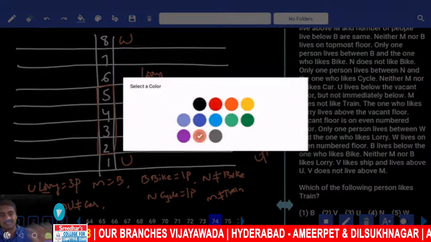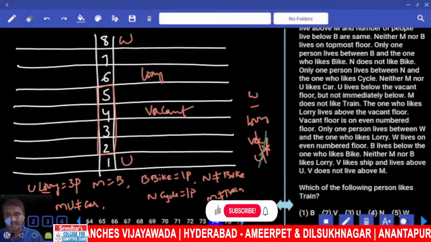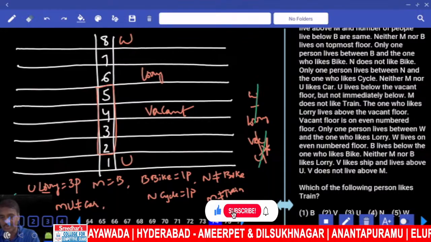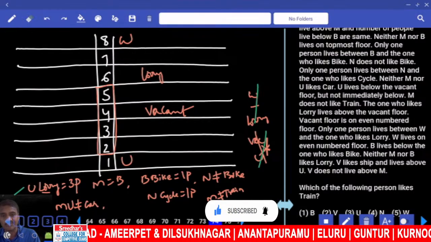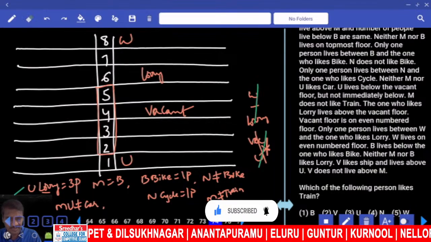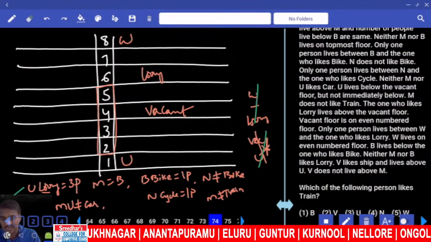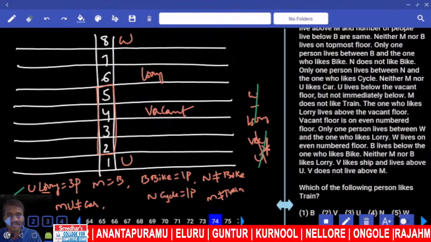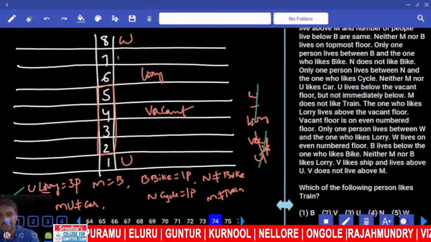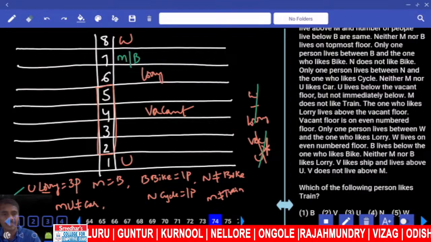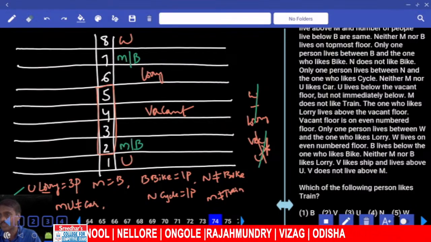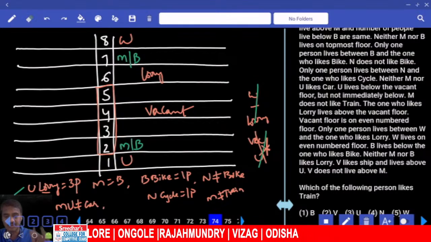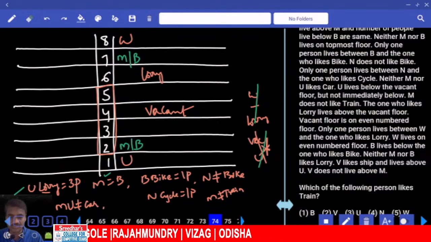That is done. W and lorry done. U and lorry, 3 persons. Now M and B. Where should M and B be? M does not like train. M and B, B and bike, 1 person. Above M, below B. M equals B. Between B and bike there must be exactly 1.